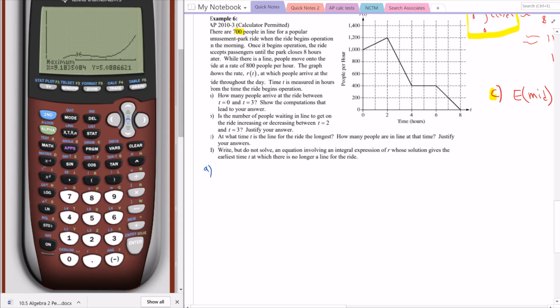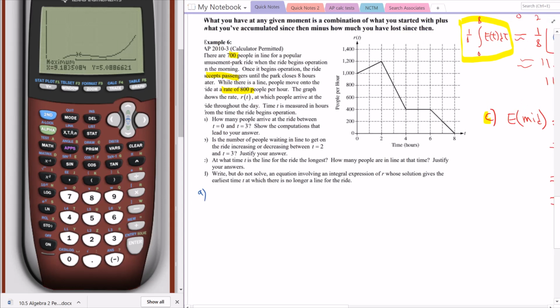There are 700 people in line when it begins operation. Once it begins operating, the ride accepts passengers until it closes, and while there is a line, people will leave the line because they're getting on the ride, but they leave the line at a rate of 800 people per hour. And then this graph over here, this is R of t. It shows us the rate at which people arrive at the ride throughout the day, where time is measured in hours.